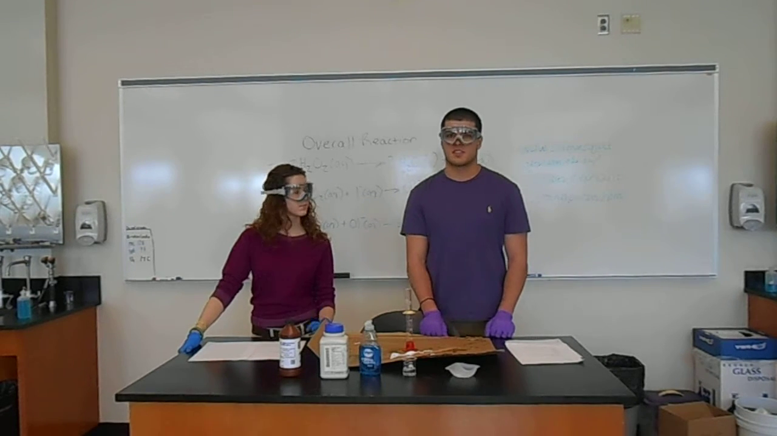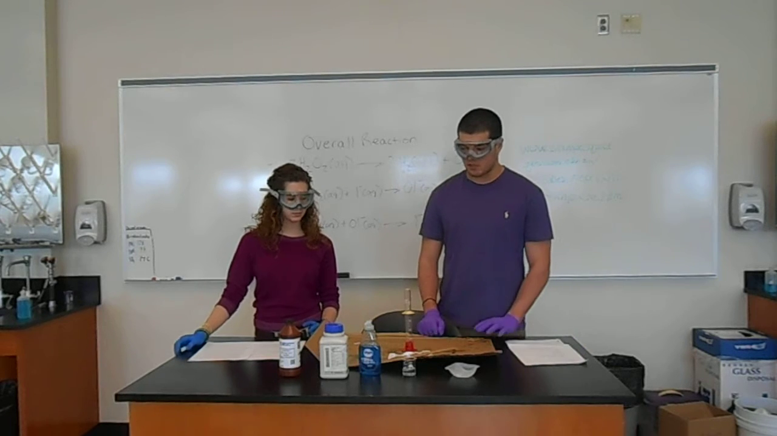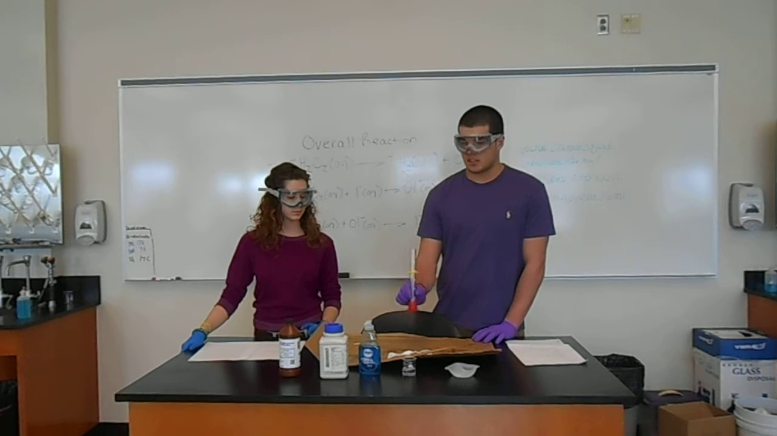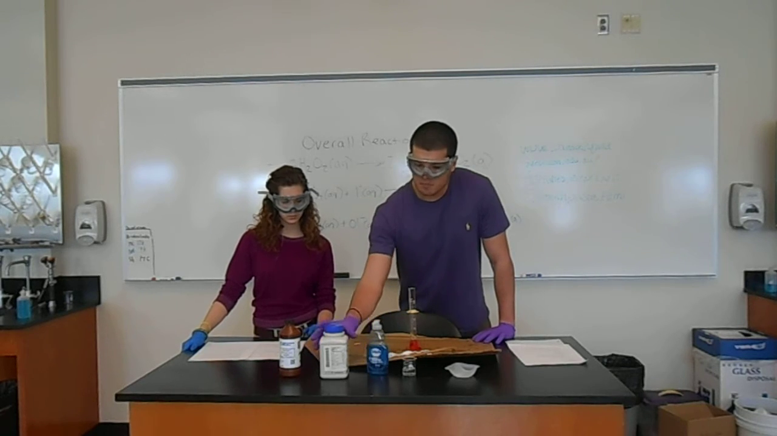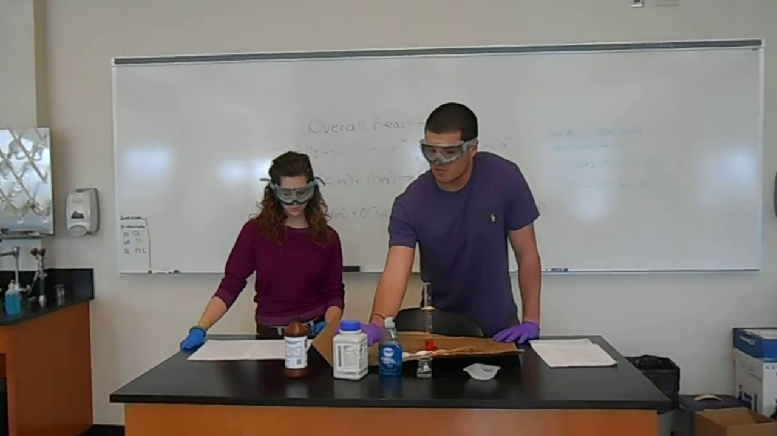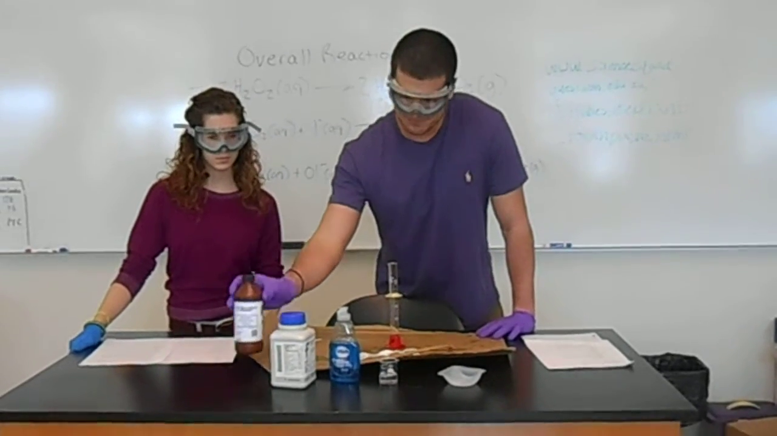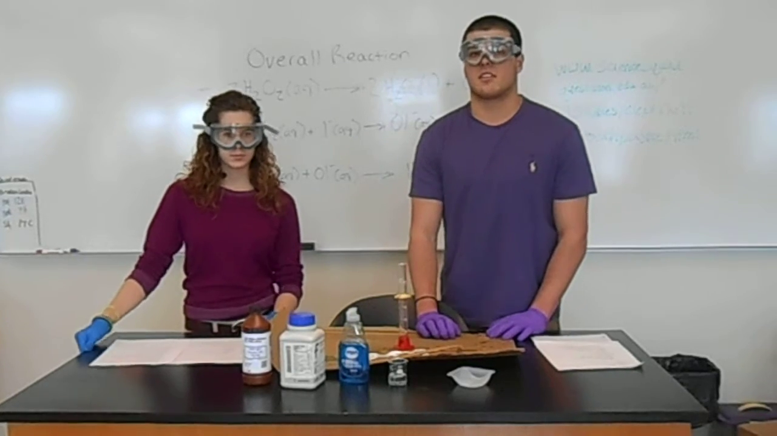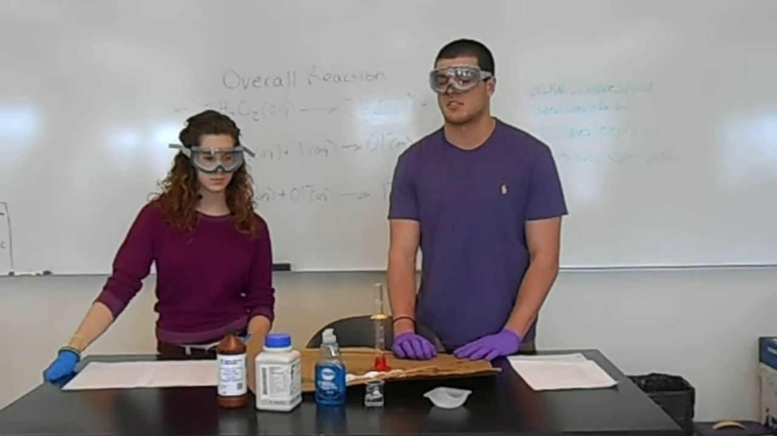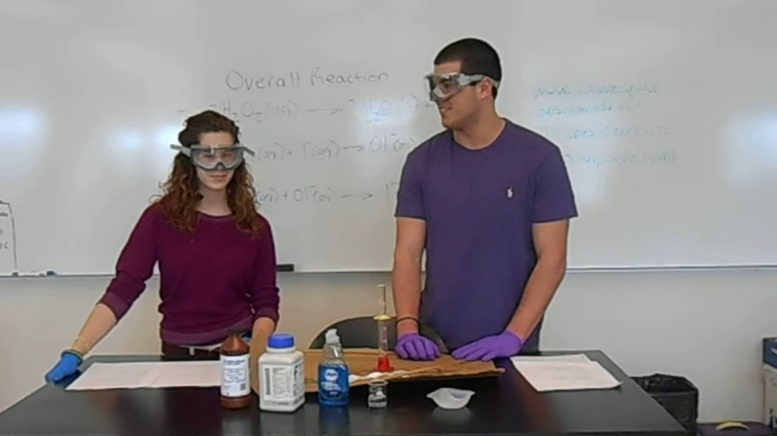And we did the elephant's toothpaste experiment. For the materials for this experiment, you need a 50 milliliter graduated cylinder, Dawn Ultra, potassium iodide, hydrogen peroxide, and you also need gloves and goggles because of the high concentration of the hydrogen peroxide.